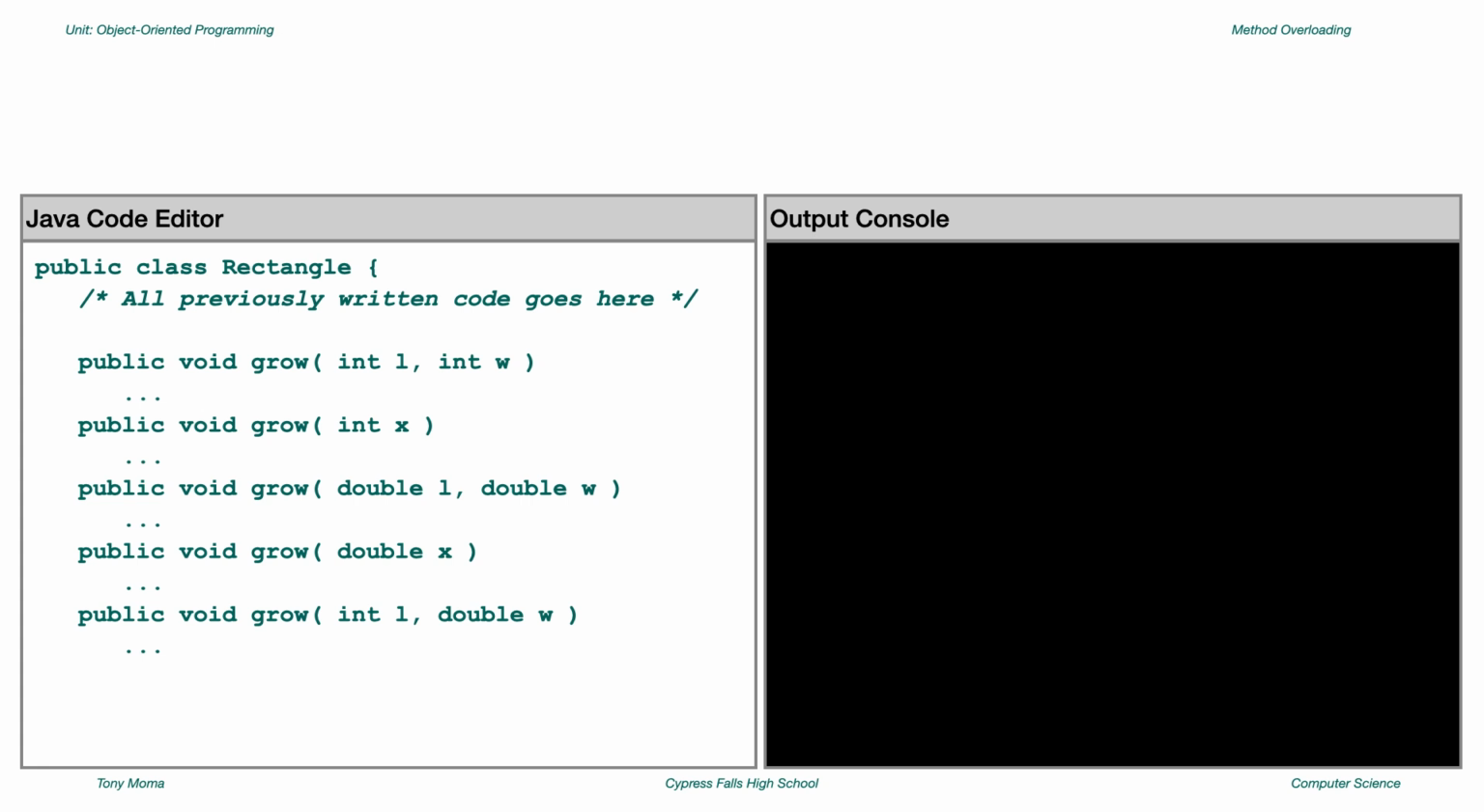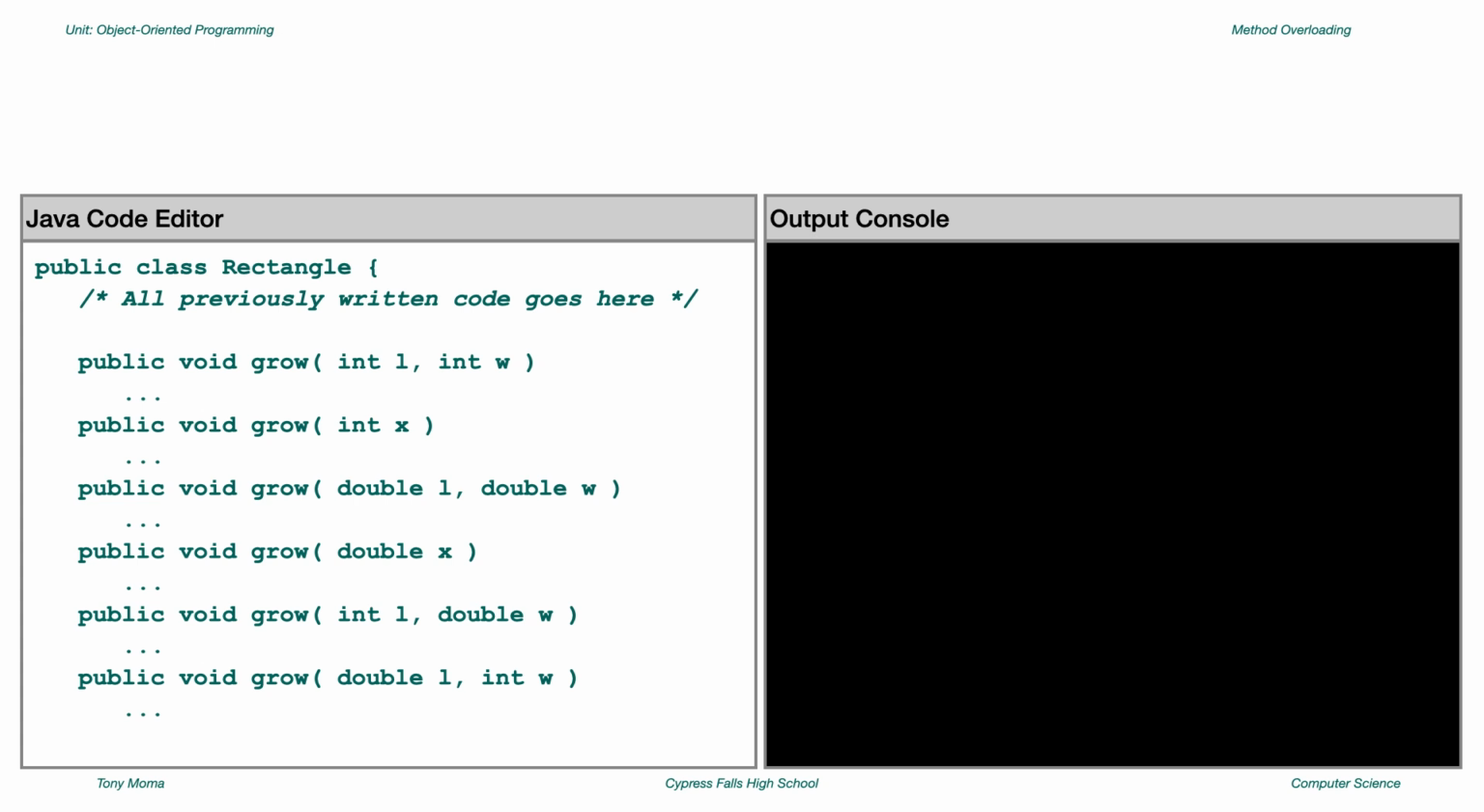Another way we could overload the grow method is by changing the order of the parameter types. For example, if I wanted, I could define a sixth grow method that receives a double followed by an integer. Now notice the difference between the fifth and sixth grow methods. The fifth grow method receives an integer followed by a double. The sixth one receives a double followed by an integer. So the way the compiler will be able to differentiate between the two in the main method is by the order of the parameters that I give it. If I give it an integer first, then a double, it'll know I'm trying to invoke the fifth grow method. If I pass it a double first, followed by an integer, it'll know that I'm trying to invoke the sixth grow method.